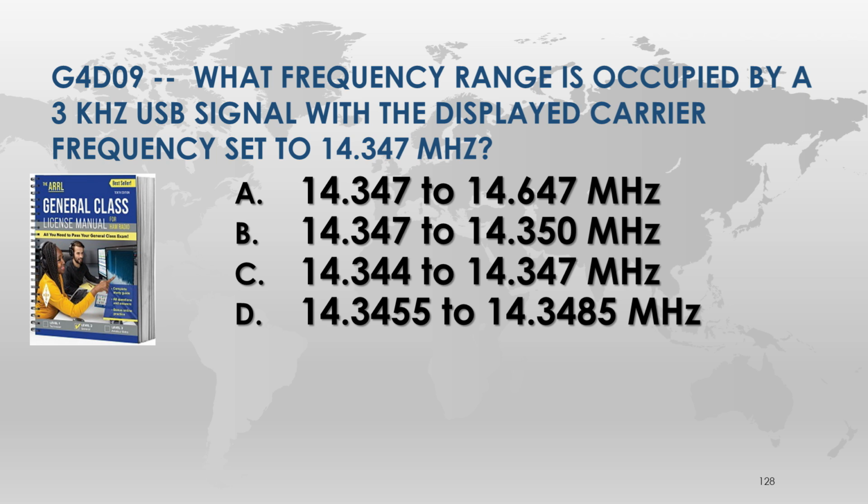What frequency range is occupied by a 3 kilohertz upper sideband signal with the displayed carrier set to 14347? 14347 plus 3 kilohertz. So? Bravo. Okay, and could it be Charlie or Delta? Can't, right? Because we got to start at 347. Oh, wait. 347 to 350. My bad.